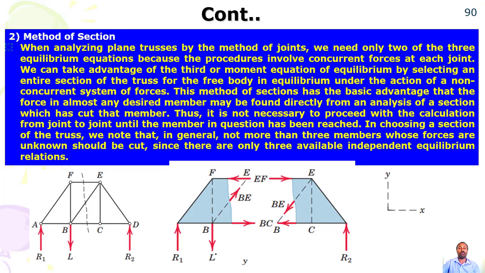Okay, method of sections. When analyzing plane trusses by the method of joints, we need only two of the three equilibrium equations because the procedures involve concurrent forces at each joint. Clear? Concurrent forces at each joint. So we can take advantage of the third, the moment equation of equilibrium, by selecting the intersection. Then you can draw a free body diagram, etc. So in this method, you have the advantage of force elimination and also taking moment at a point. Just you should not cut more than 3.